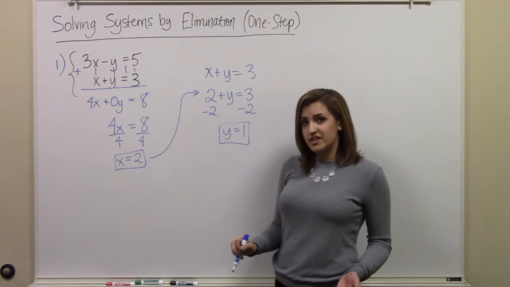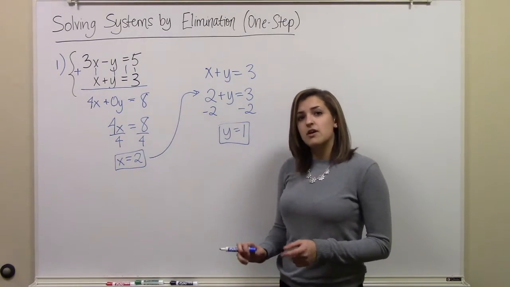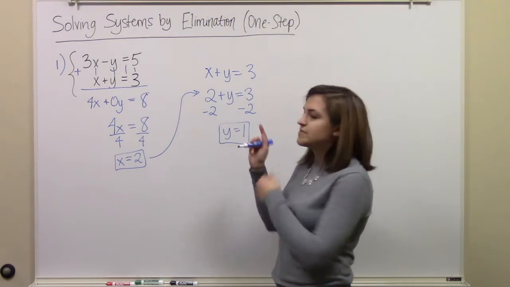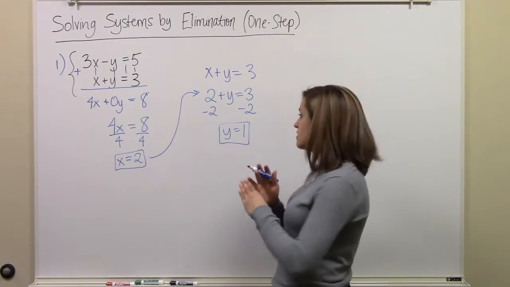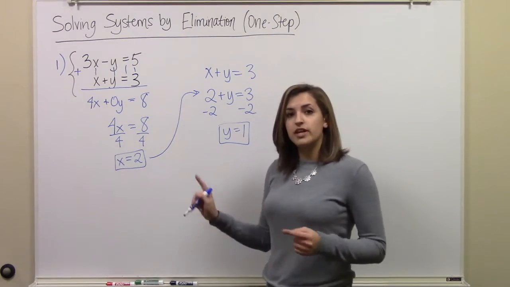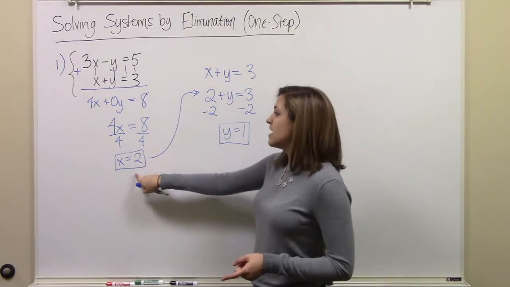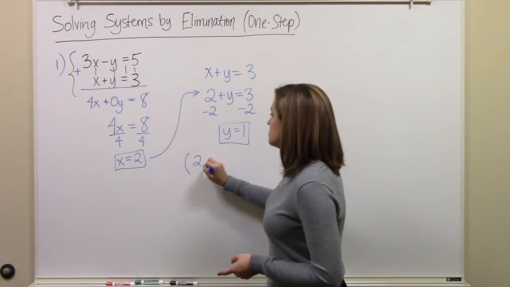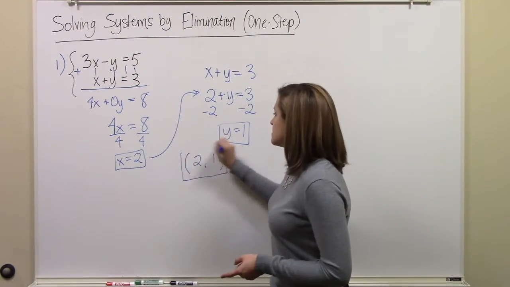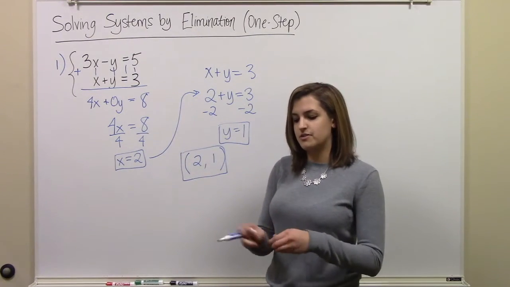So my answer here, if you remember when we graphed systems of equations, we found their intersection point, the intersection point of the two lines. So my intersection point here is actually at the point x equals 2 and y equals 1. So that point is (2, 1). And that is my solution. All right, let's do another problem.